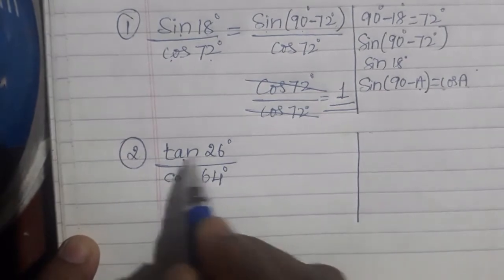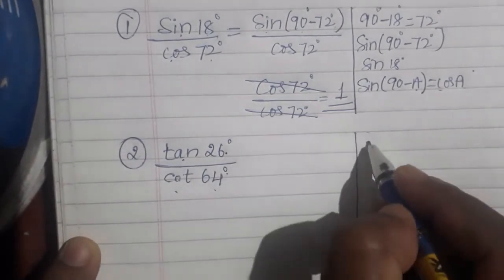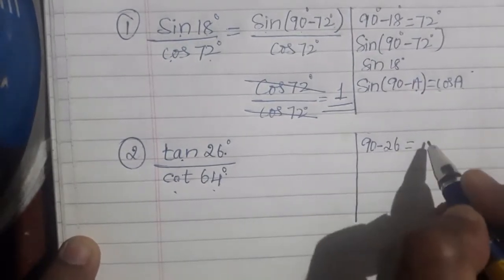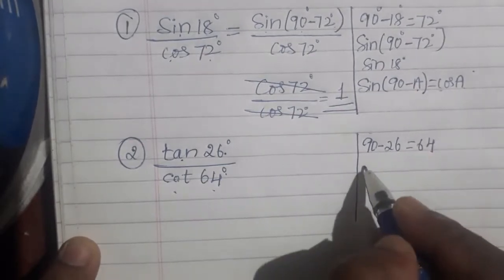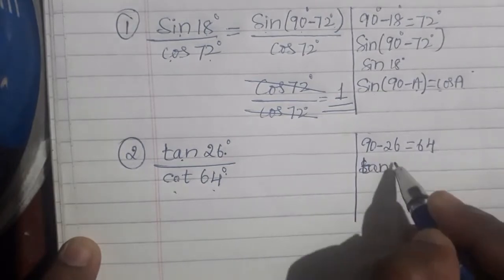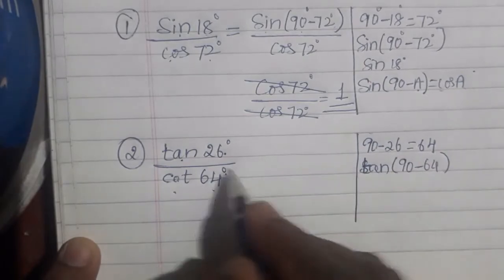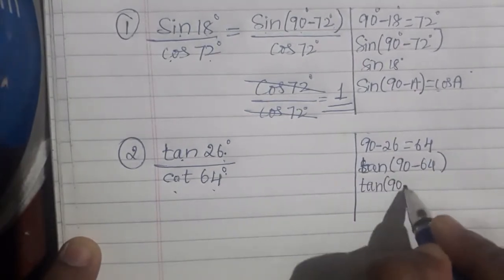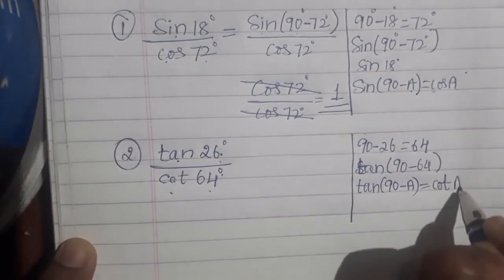Now the second sum. Tan 26 degree divided by cot 64 degree. First we will check the complement angle. 90 minus 26: 10 minus 6 is 4, and then 8 minus 2 is 6, so 64. Therefore, I can write tan 90 minus 64 is nothing but tan 26. And we should also remember tan 90 minus A is equal to cot A.